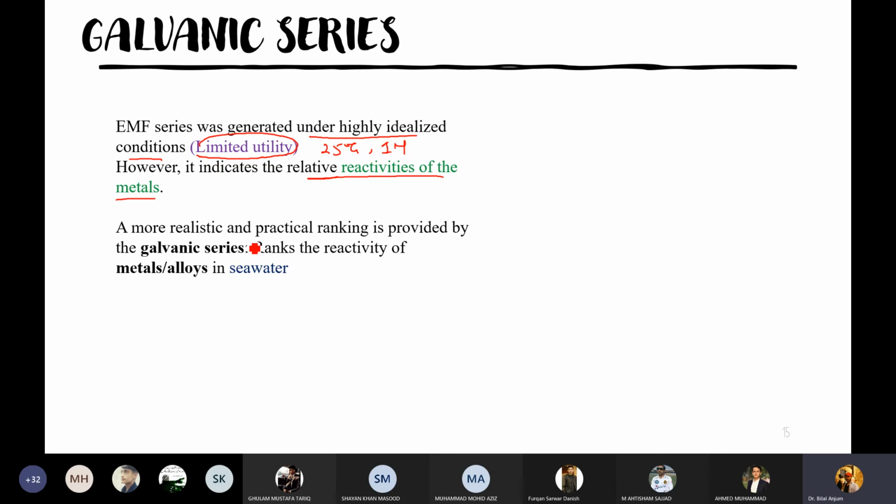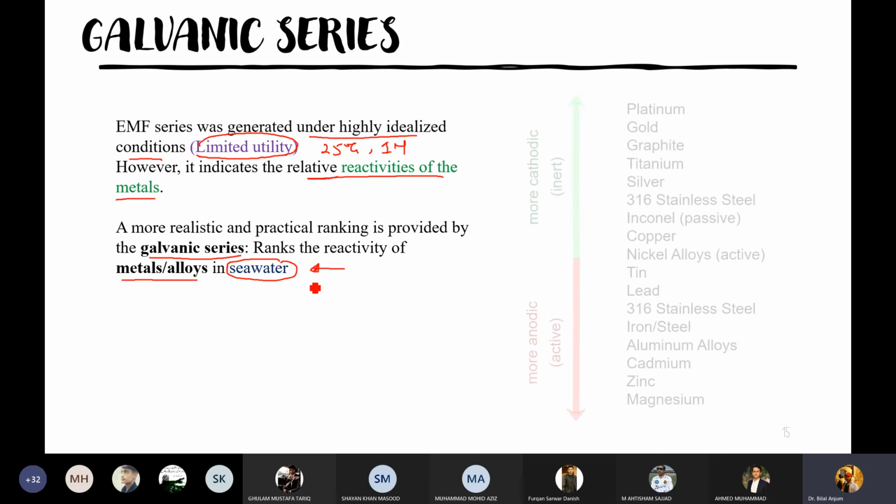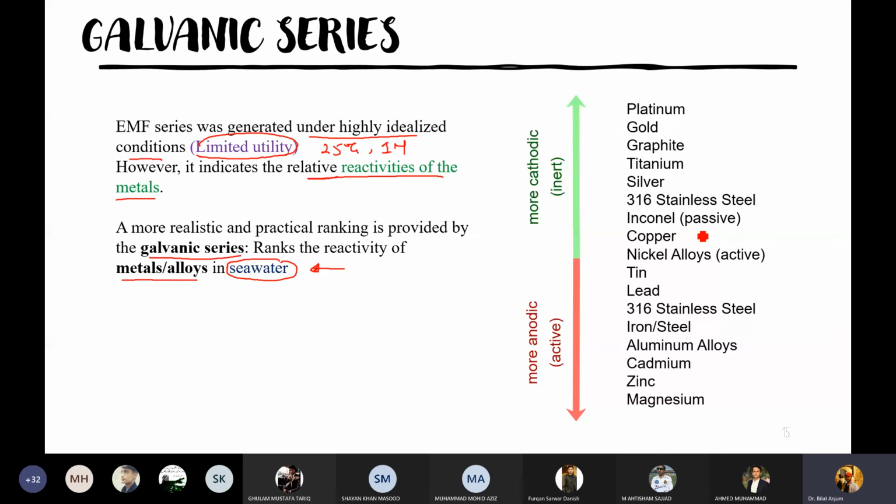So a more realistic and practical ranking is provided by the galvanic series, which ranks the reactivities of metals or alloys in seawater. Seawater is one of the most frequently encountered corrosive environments. So we test different metals in it and rank them according to the severity of their corrosiveness.